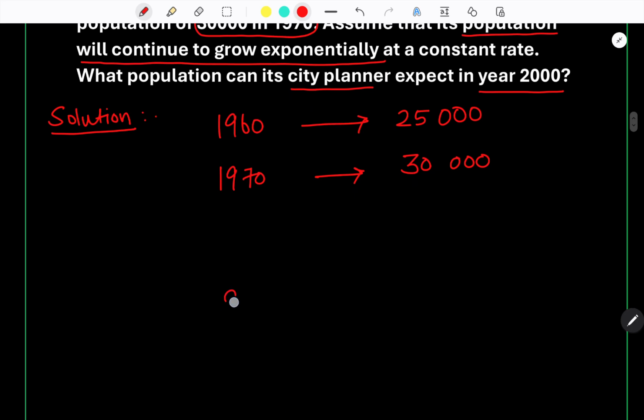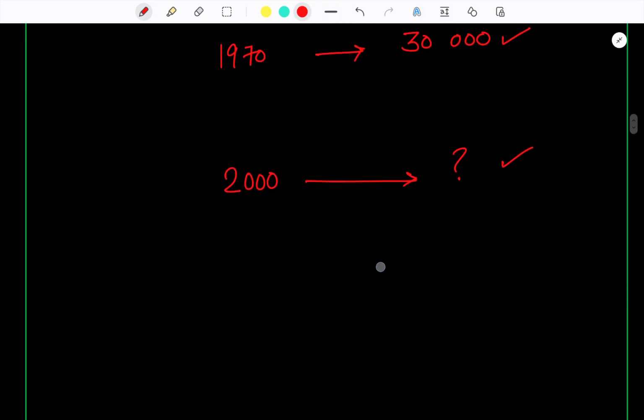So in the year 2000, they are asking what will be the number of people in Yanbu, for example. Or take any city, New York or whatever it is. In 1960, the population is 25,000. In 1970, the population is 30,000. In 2000, what will be your population? Let me start the question.